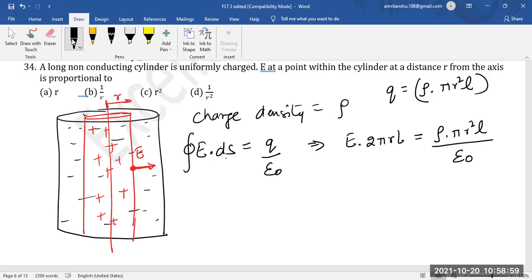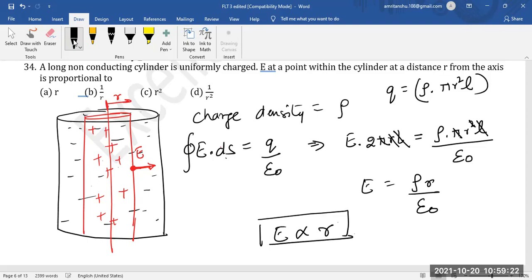When you solve all this expression, you see 2 is not going to get cancelled, 2 is remaining over here, and r goes with this, l goes with this. So we are left with E equal to sigma r by 2 epsilon naught. So we see E is directly proportional to r. So this is going to be the answer for this.